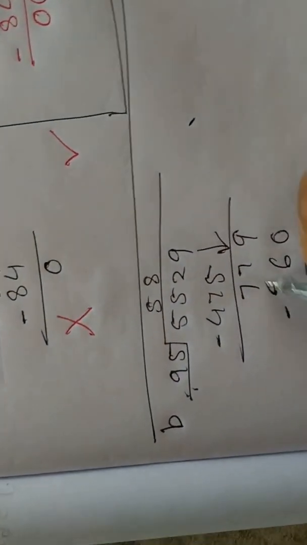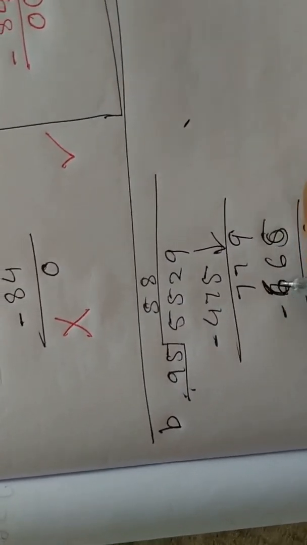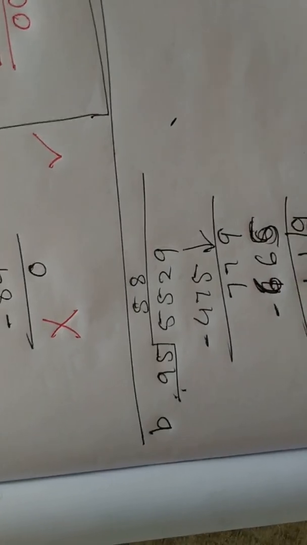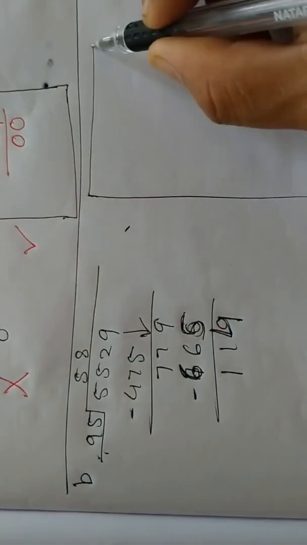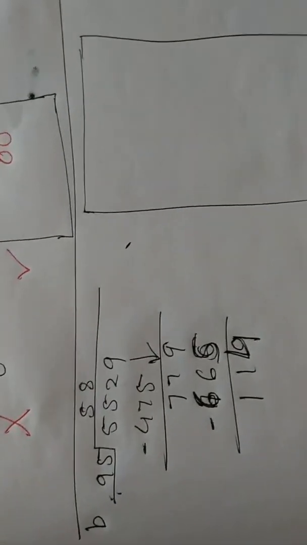779 minus 665, 665 is there, so the answer is 140. Then we have to draw here one box. Now we have to write the correct answer here.